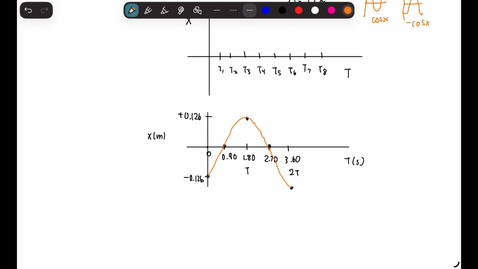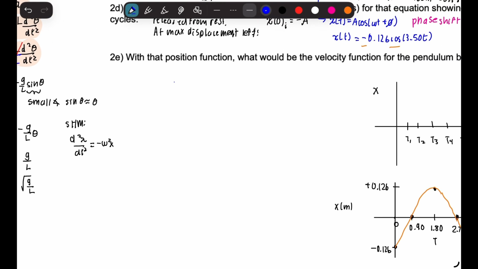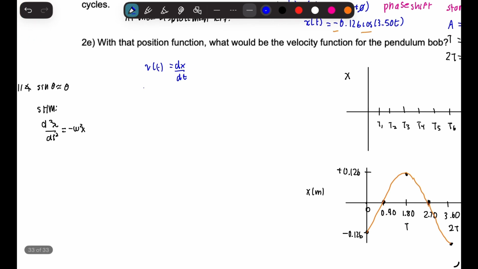Now we want the velocity function. So for our last question, we know v of t is equal to dx over dt. We know that velocity, what we just plug in, so v of t is equal to 0.126 times 3.50 sine 3.50 t. That's 0.44 sine 3.50 t in meters per second because this is velocity.